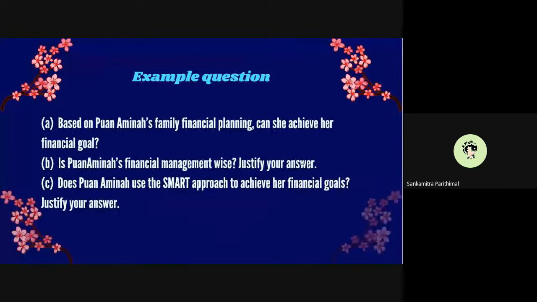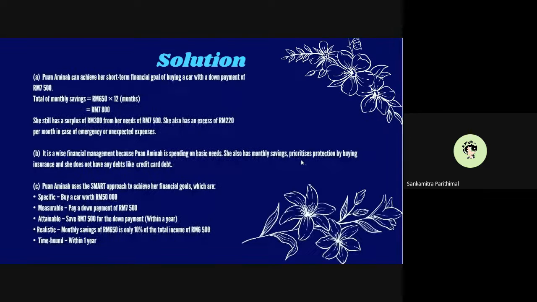The third question is, does Puan Aminah use the SMART approach to achieve her financial goals? Justify your answer. Puan Aminah uses the SMART approach. SMART: S is for specific, M is for measurable, A is for attainable, R is for realistic, T is for time-bound.